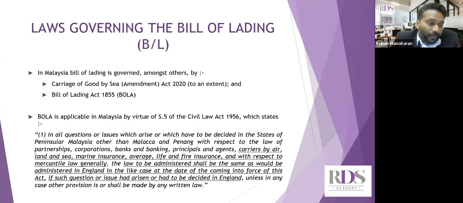Now, COGSA, which, like I mentioned before, was adopted in 1992, has also been adopted in many other Commonwealth jurisdictions, including Singapore. So in essence, when it comes to Singapore, you have Malaysia practicing the primitive form of the Bill of Lading Act, the one that the UK repealed, and then you have Singapore, practicing the more modern Bill of Lading Act as it is practiced in the UK.